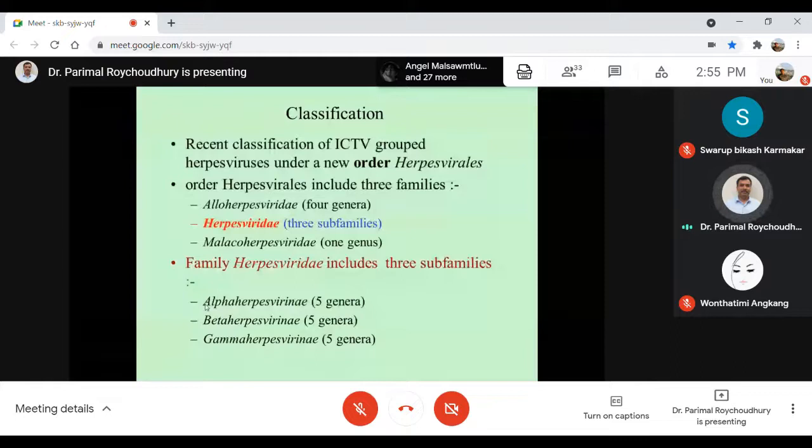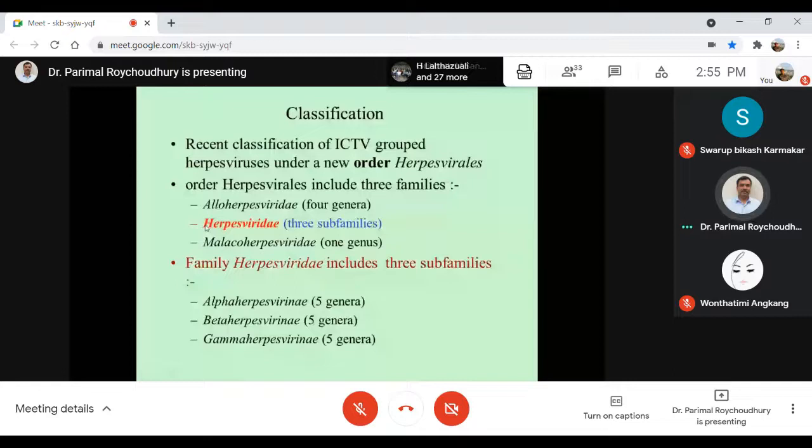So in some old textbooks, you can see it mentioned as a gamma herpes virus, but now we discuss it under alpha herpes within the subfamily. Recently, this entire group has been upgraded to an order, Herpesvirales, that includes three families: Alloherpesviridae, Herpesviridae, and Malacoherpesviridae, where the Herpesviridae are important for us. Most of the diseases we'll be discussing are under this family, which includes three subfamilies: alpha, beta, and gamma.